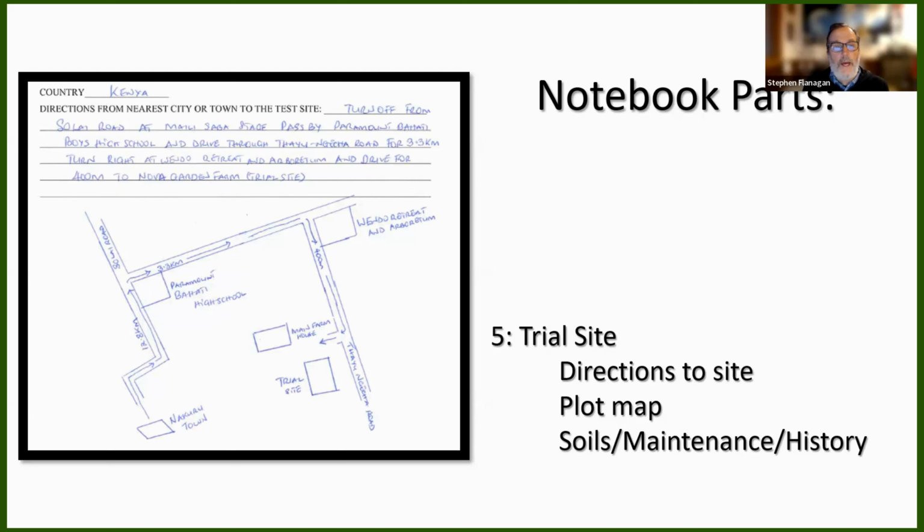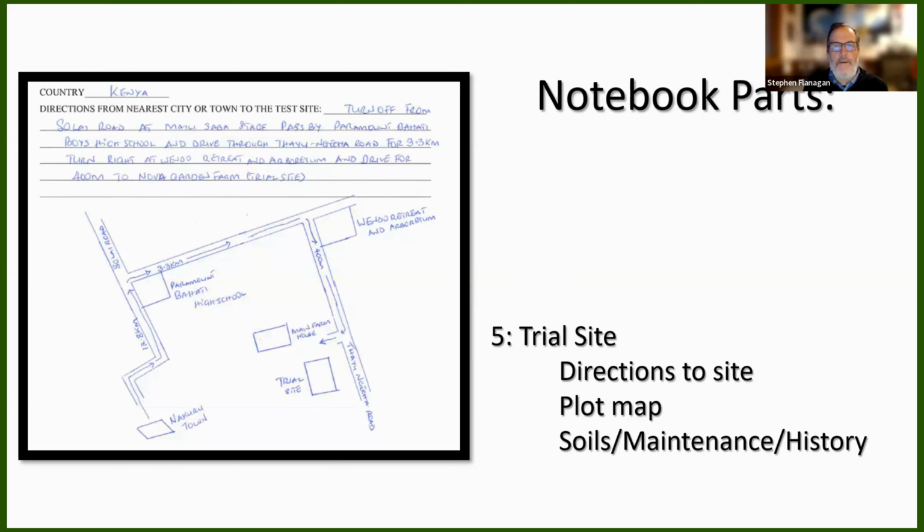Section 5 is the trial site. There was a question about mapping. This is obviously a hand-drawn map. Again, this part of the notebook can have a combination of things which are hand-entered descriptions, and it usually has some sort of a Google map or a digital tool that shows where the site is as well.